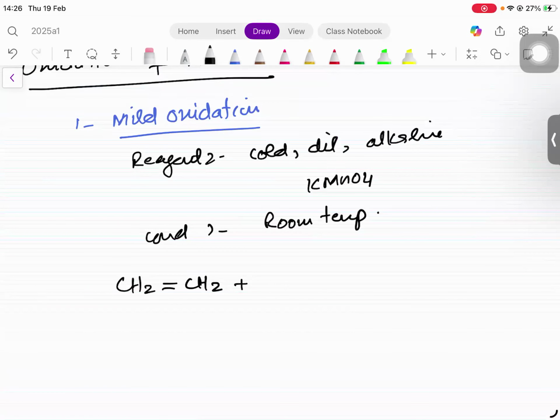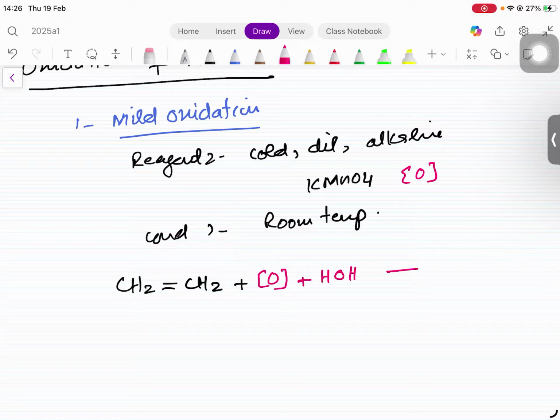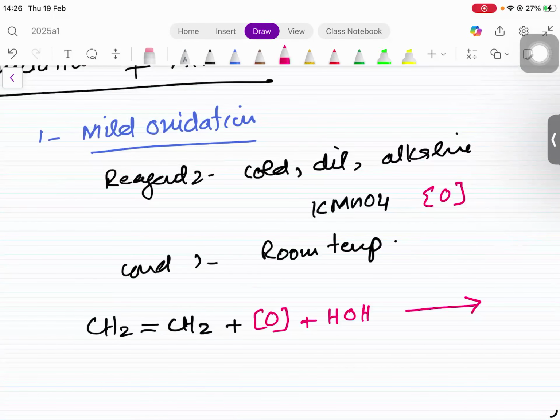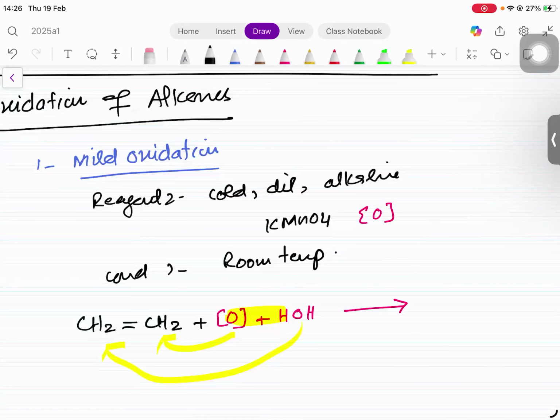Now please pay attention. Whenever we write KMnO4 in the organic equation, we use its symbol, O. Plus, since it is dilute, I write water with it. What happens when you add alkene with KMnO4 at room temperature? In organic, I write this as HOH. The reason is that this H and this O combine to make one OH, and the other OH goes here. So whenever alkene undergoes mild oxidation, a diol is formed.